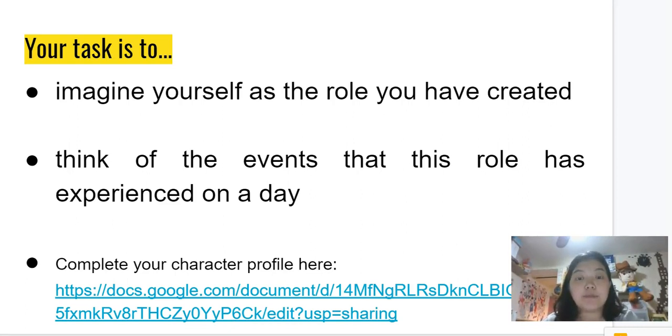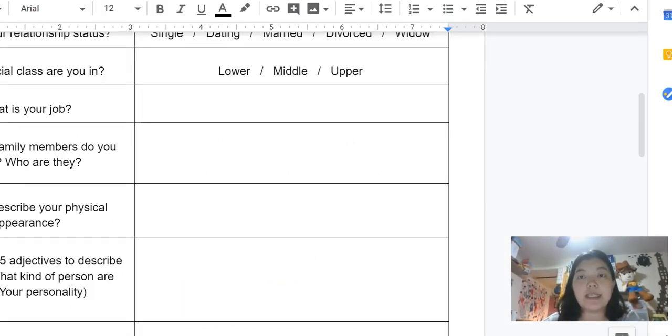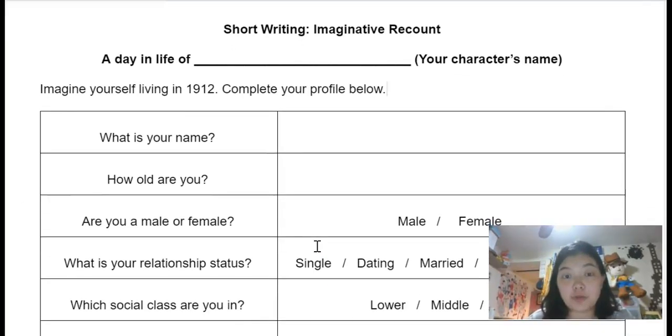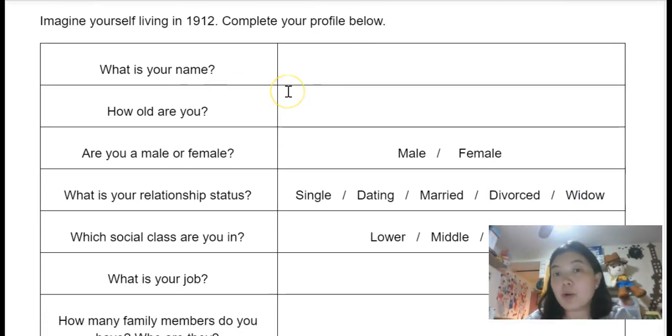On one day. And I've prepared this character profile. It's also in your writing pack already. So I want you to complete this profile. Okay? So complete this page on your writing pack, and also I'll attach this Google Doc to you. I want you to create a name of your character so that you can know what will happen to this character in one day. Imagine yourself living in 1912. It would be better if you imagine yourself living in England or even in Bromley, like the Berlin family. Okay, so imagine yourself living in 1912, and then you complete the profile below.